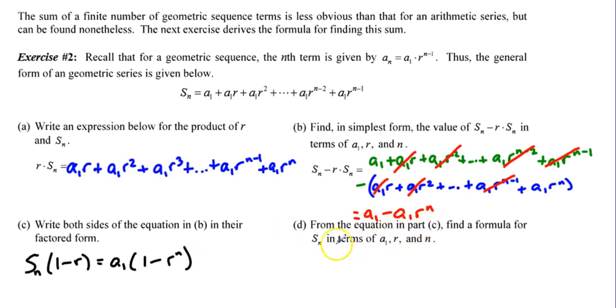And then in the final step, it says find a formula for s sub n. That's going to be pretty easy to get by itself, right? Because it's being multiplied by this factor, all I need to do is divide both sides by 1 minus r. So our final form is a fraction: the right side, divided by 1 minus r.